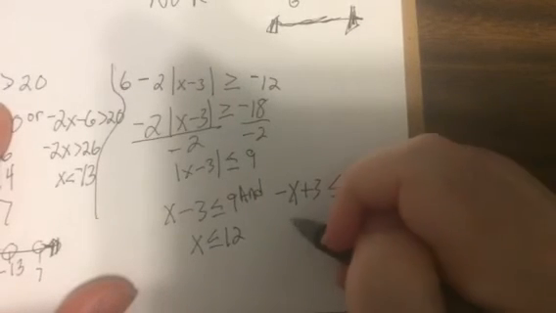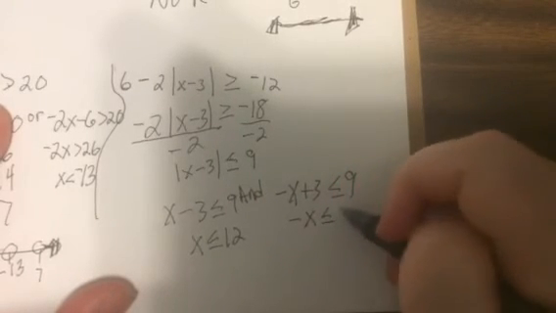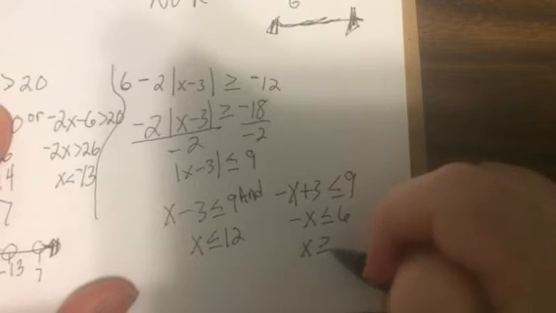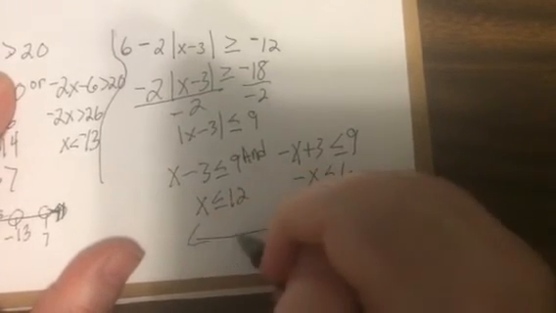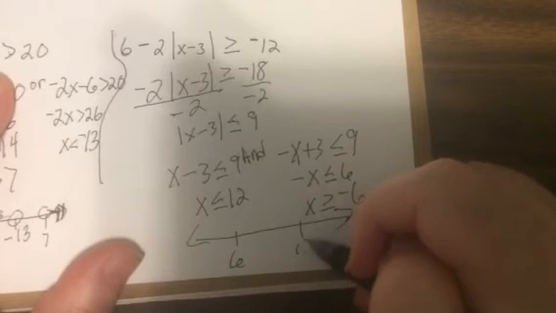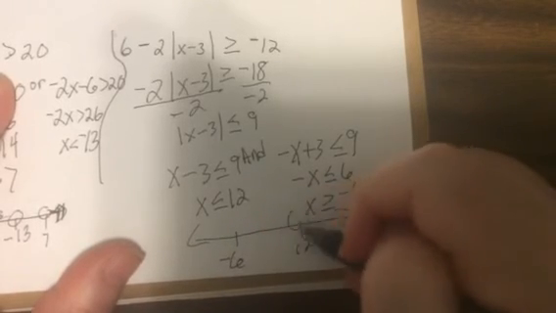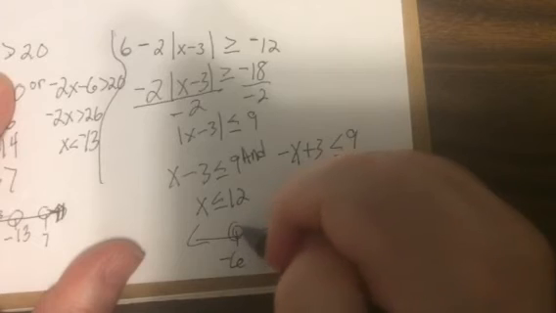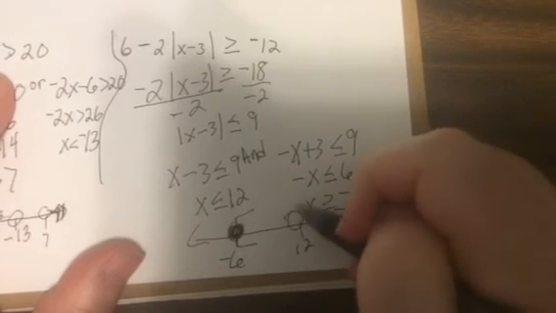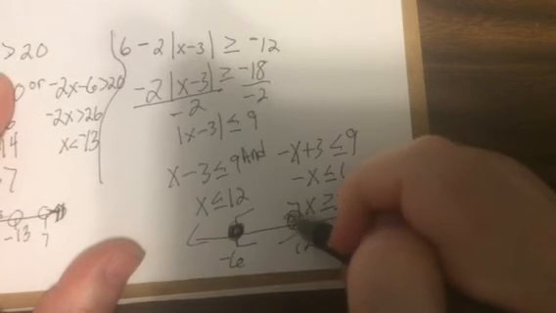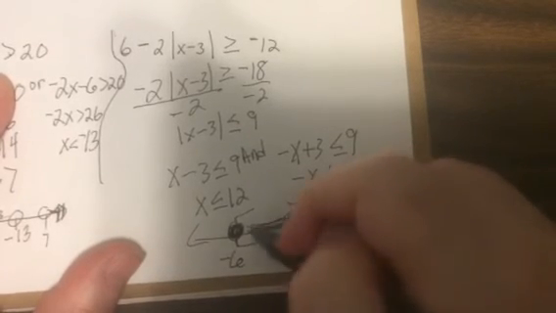Here, subtract 3, so negative x is less than or equal to 6. Opposite. So it's everything between negative 6 and 12. That's solid dots. Shade it up. So very quick one today.